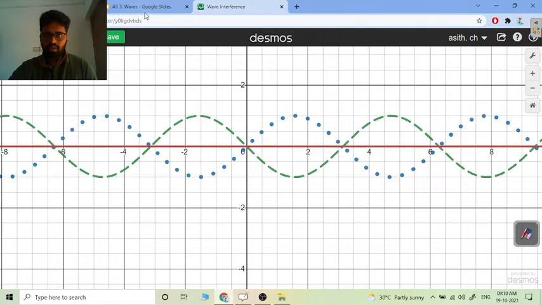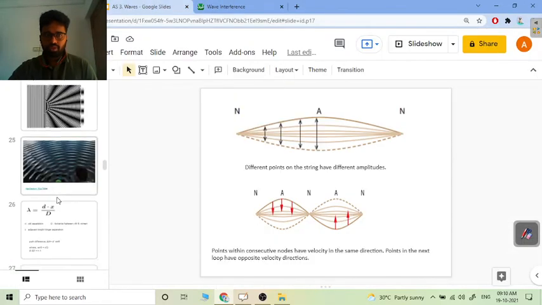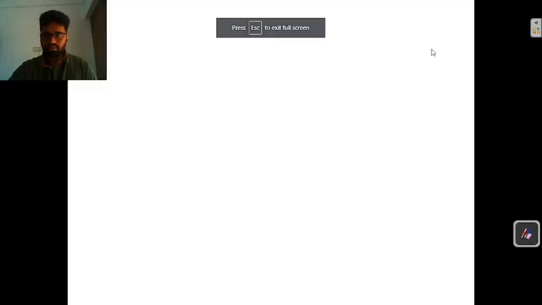A similar procedure can be seen in the formation of stationary waves. A stationary wave, contrary to a progressive wave which carries energy from one place to another, does not carry any energy from one place to another. So if you have a stationary wave that is formed between two points A and B, between these two points, the stationary wave is not carrying any energy.